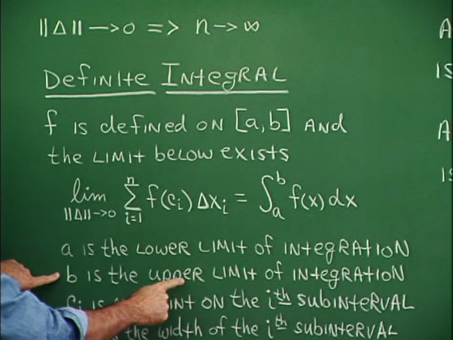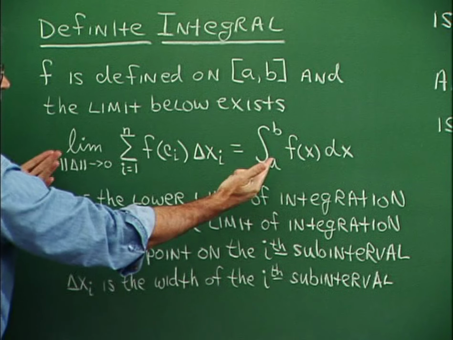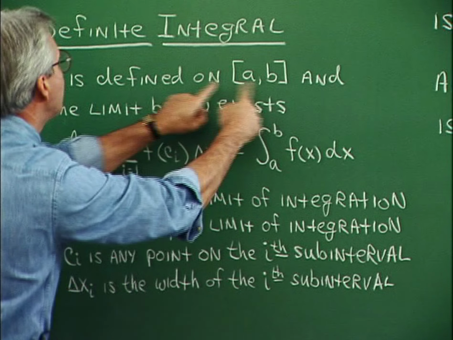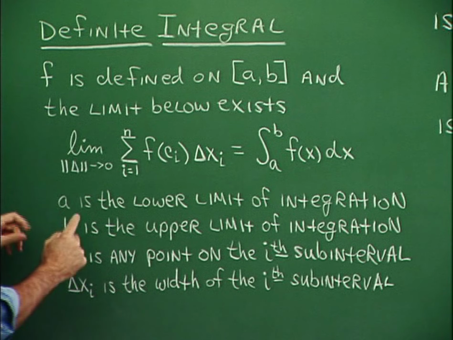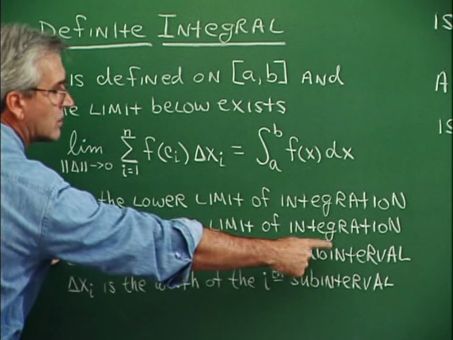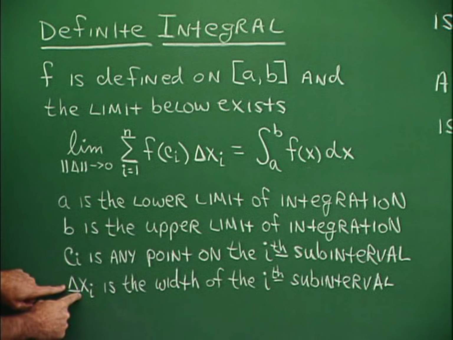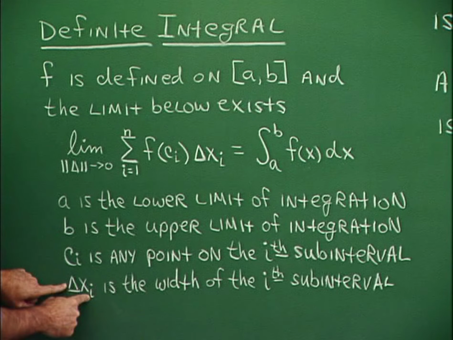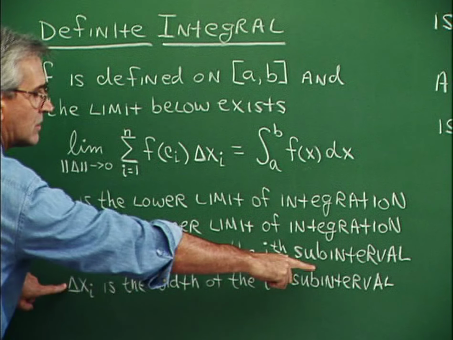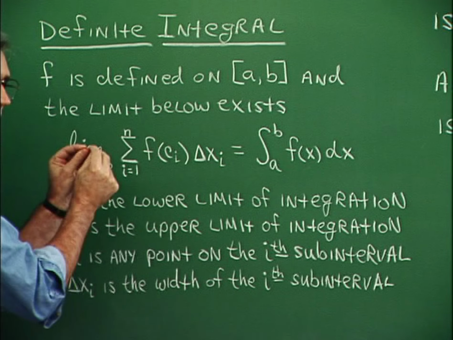Okay, the a here is the lower limit of integration. The b is called the upper limit of integration. And the a and the b correspond now with the interval that we were talking about to begin with here. And c subscript i is any point on the ith subinterval, and we've already talked about that quite a bit. The delta x subscript i, delta x sub i, is the width of the ith subinterval. And notice that it isn't restricted to a particular value.